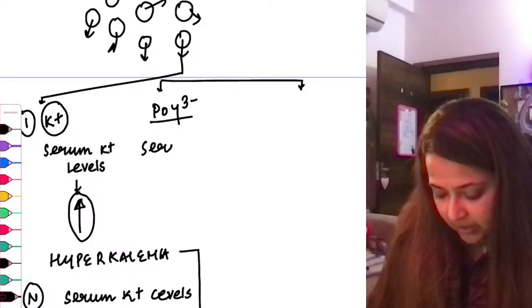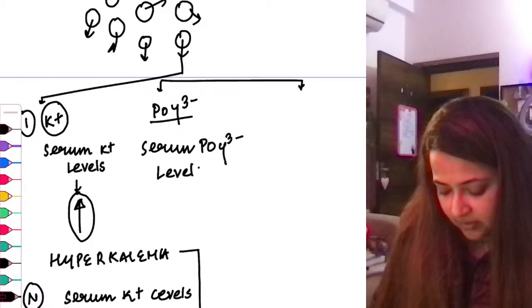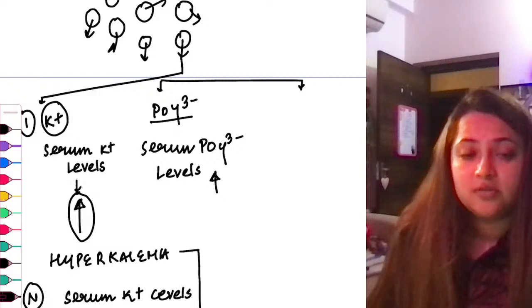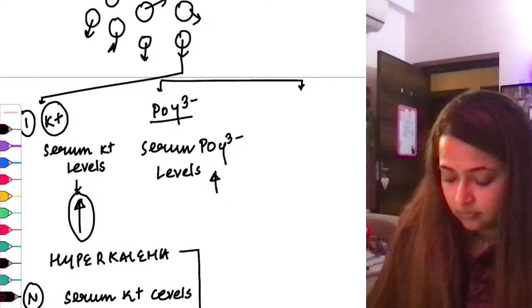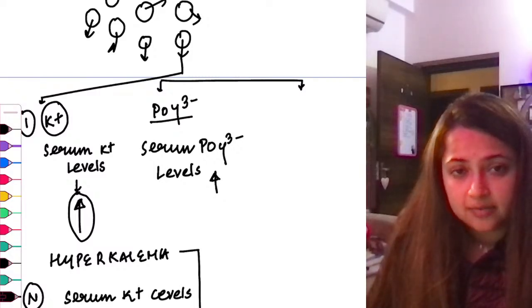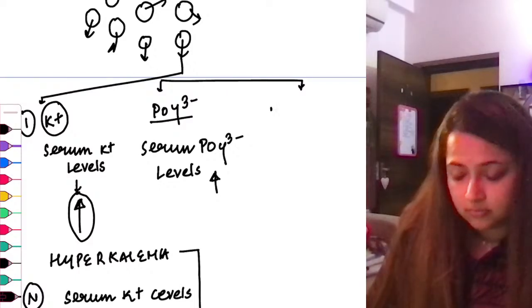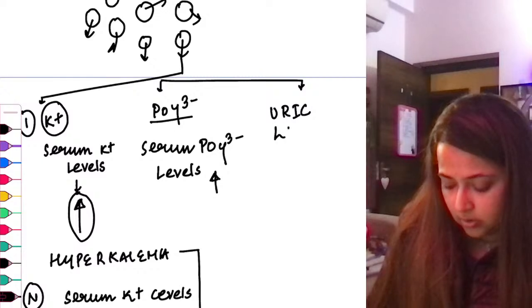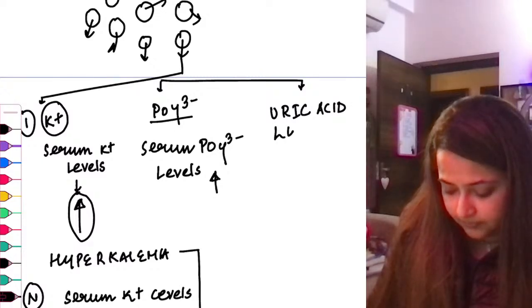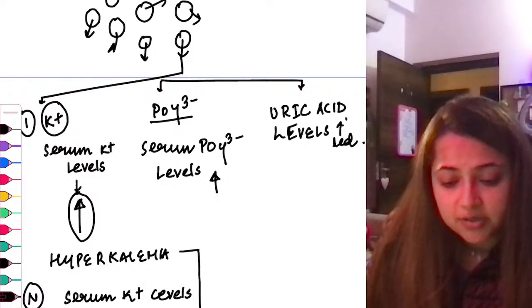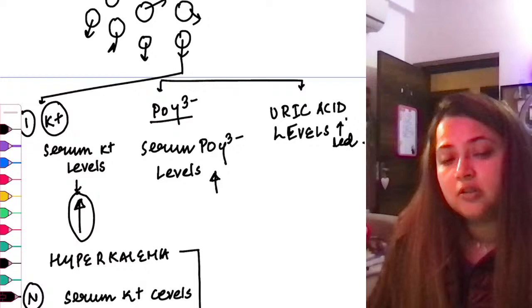What will happen to serum phosphate levels? Serum phosphate levels are increased. Third thing that is released from the cancer cells when you start the chemotherapy is uric acid. So the uric acid levels are increased, and this further increases the risk of gout.